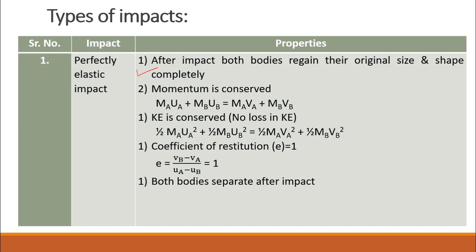Momentum is conserved. So for two particles, particle A and B, momentum is conserved before and after impact. For elastic bodies there is no loss in kinetic energy. So we can see kinetic energy before impact is equal to that after impact. For elastic bodies the coefficient of restitution is 1. So these are the properties when two elastic bodies collide on each other.